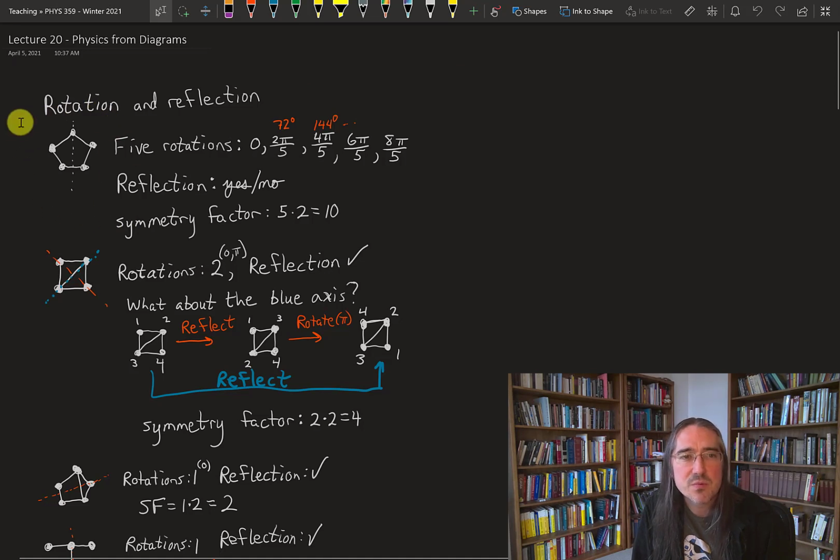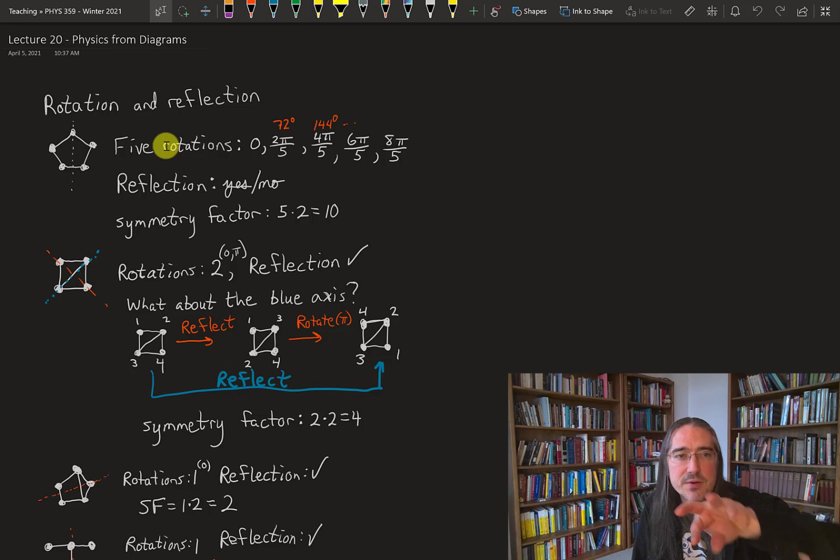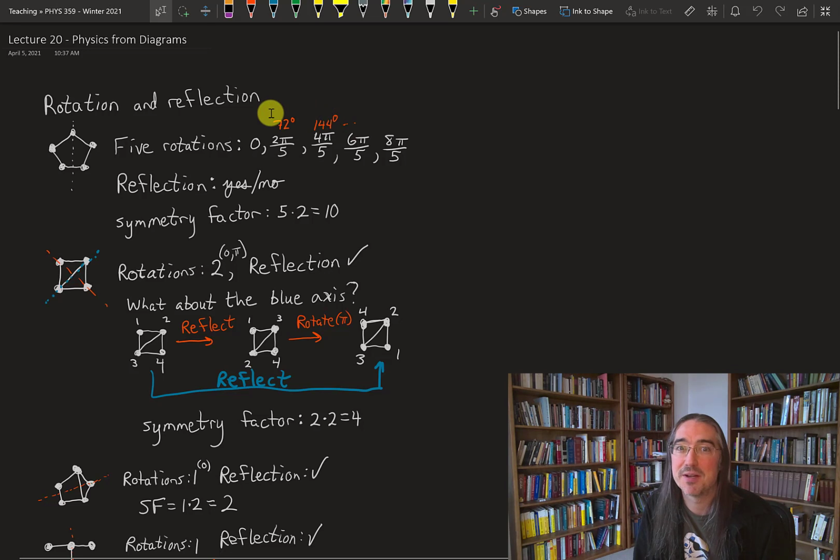First one here, we've got a pentagon. 5 particles, 5 Fs, and this pentagon is symmetric under rotations. 5 rotations, right? I can either not rotate it, or rotate it by 72 degrees, 144, or in radians, because we're not animals, 2 pi over 5, 4 pi over 5, 6 pi over 5, 8 pi over 5. And if you went to 10 pi over 5, that would give you 2 pi, you're back to your 0. So basically a rotation that just takes one point to the next point.